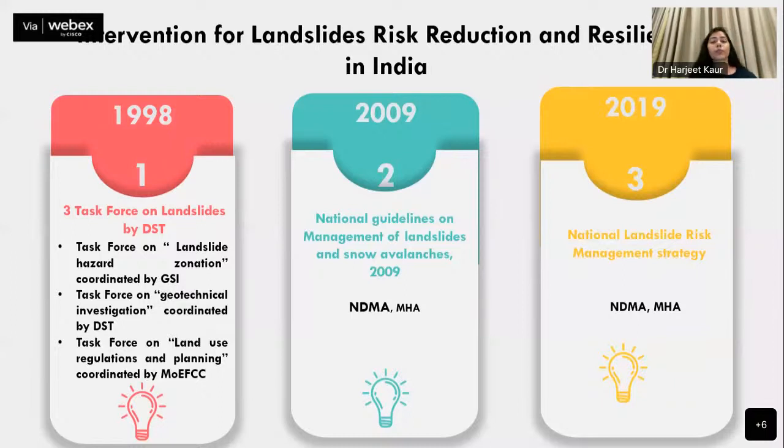So these are all from before 2000. Then, as I have told, after the Hyogo Framework, where we have to work on disaster risk reduction, we came up with the national guidelines on the management of landslides and snow avalanches, developed by the National Disaster Management Authority of our country. Then in SFDRR and SDGs, like I have already mentioned in my first slide, by 2020 we have to come up with national plans for all disasters. So with the implementation of the global targets, our country and NDMA as the lead came up with the National Landslide Risk Management Strategy in 2019.